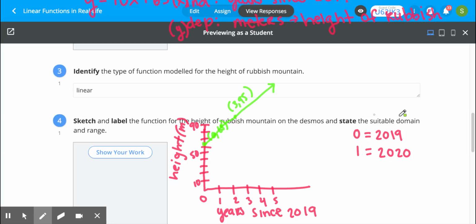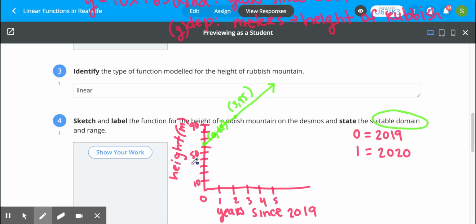So this also asked me for the suitable domain, and I feel like you could defend a few different answers here. Maybe the years can really be negative if this is just indicating years since 2019. Maybe I want to figure out when was the 0? Maybe I do care. Maybe it's fine for me to say, well, when did this rubbish tower start? I know it's in the article, but mathematically, when was it at 0?